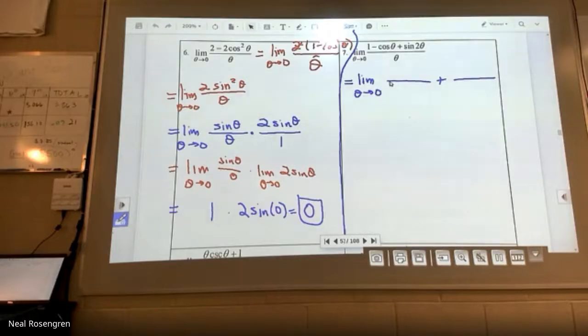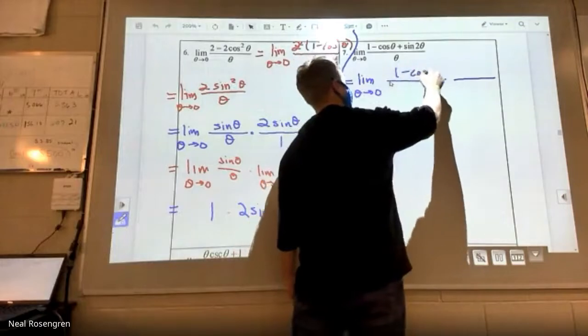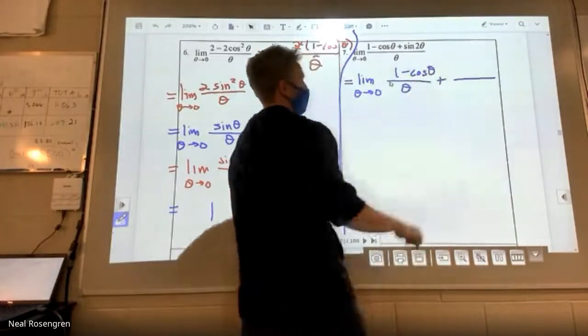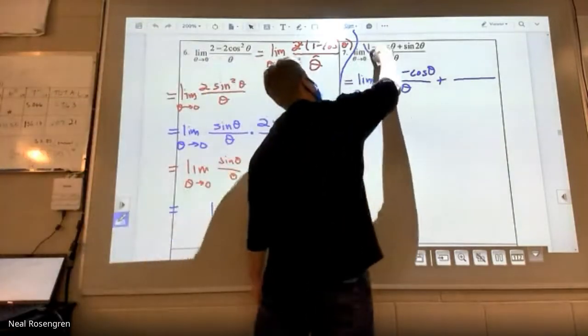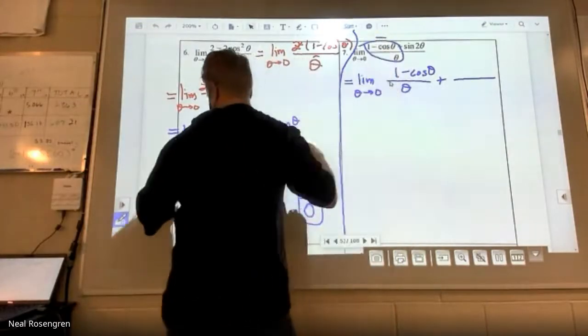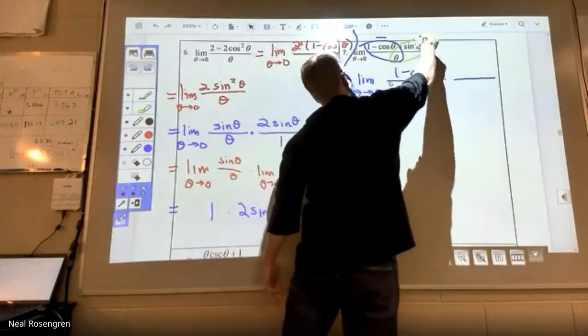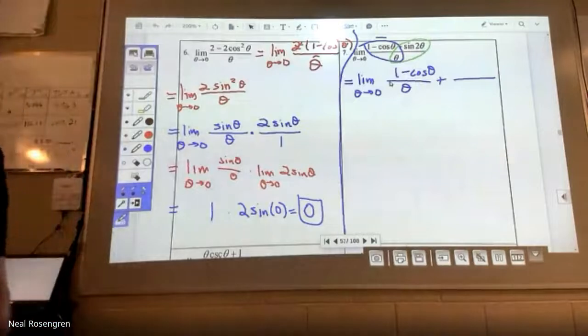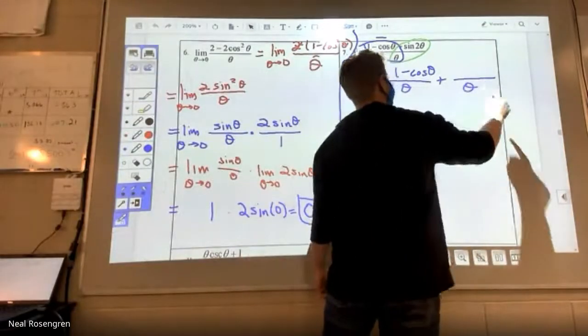One minus cosine theta over theta. That's perfect, right? There it is, right out front. And so what I want you to see is, when we break fractions apart with addition or subtraction, remember that the denominator just stays the same. If I want to combine fractions, what do I need? Common denominator. So if I want to break fractions apart, they better have the same denominator to do that.